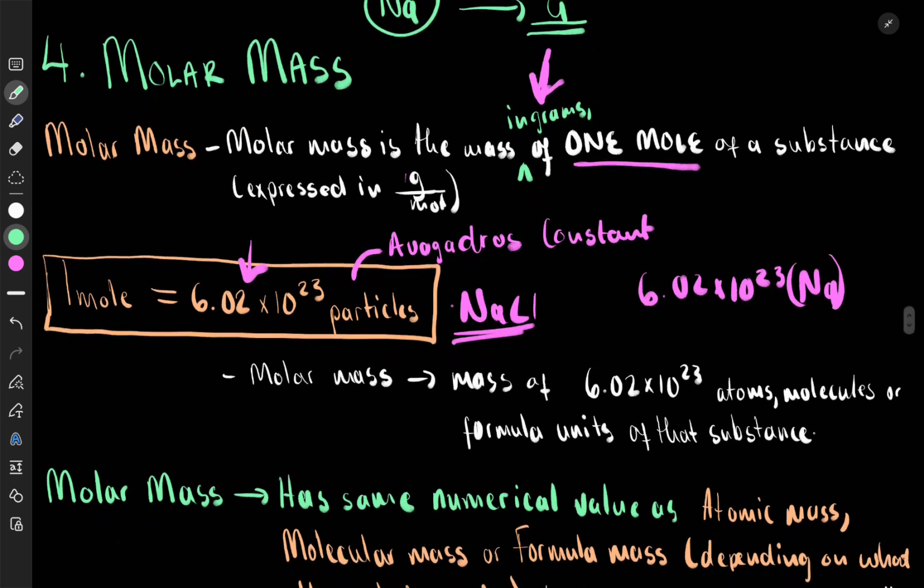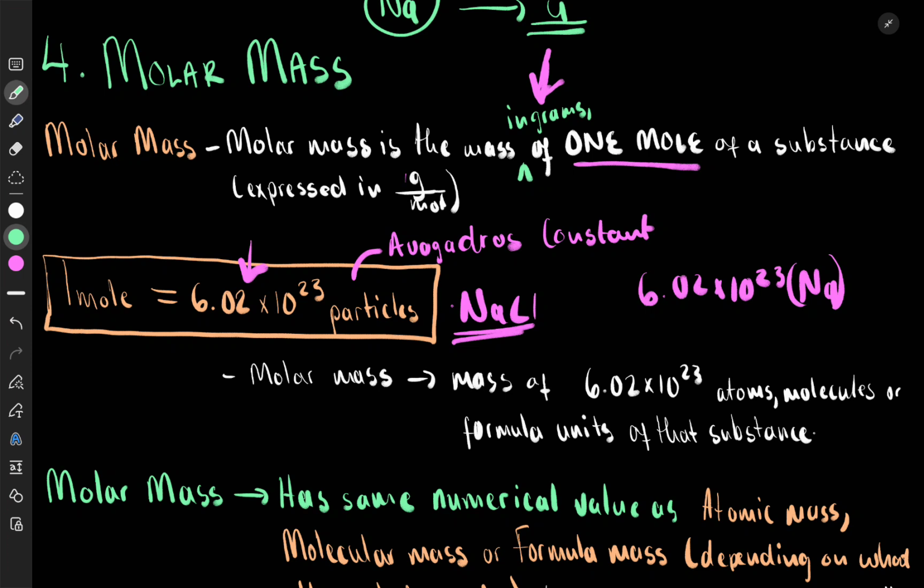So molar mass is very easy. You don't have to look for it. It's there on the periodic table. But the only difference is that on the periodic table, we were getting the mass, let's say for sodium, of 1 sodium atom.